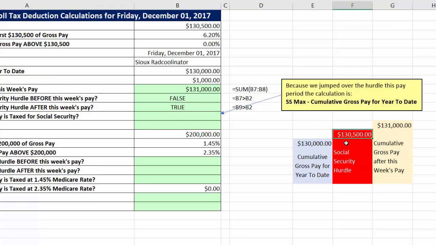So the trick is to visually see, well, if we just jumped over the hurdle during this period, if I take the hurdle and subtract what the cumulative was before this paycheck, that will give me the difference, which is exactly the amount we need to multiply by 6.2. You can look at it visually, right? I had to go from this block to this block, and so I had to fill it up. But once I got right to there, I have to stop. So that's why we take Social Security hurdle minus begin cumulative.